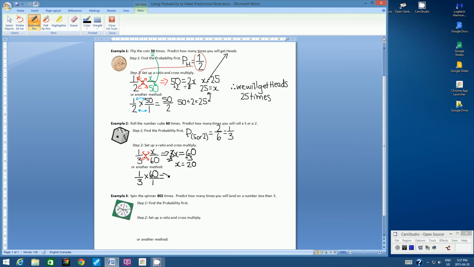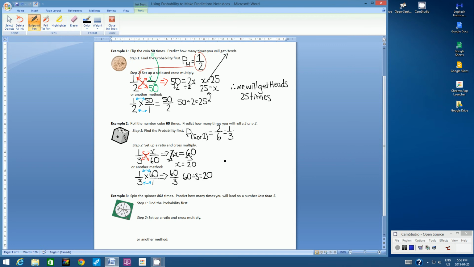Okay? All right, so while I change pens here, I want you to try and come up with the new fraction. Remember, when we multiply fractions, we multiply the numerators, and then we multiply the denominators. So 1 times 60 is 60. 3 times 1 is 3. Now remember, this fraction symbol here simply means divide. So this means 60 divided by 3 equals 20.